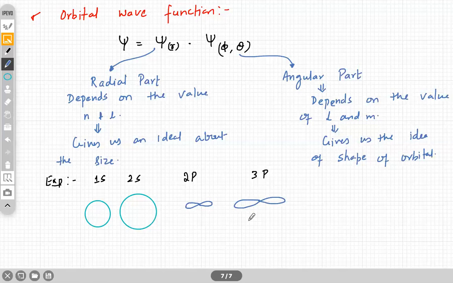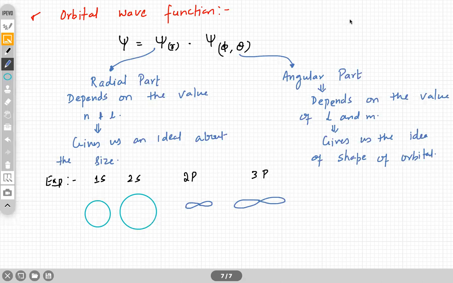That's why the Schrodinger wave equation gives us an idea of the three quantum numbers N, L, and M. Sir, using the radial part, can we compare the size of 1s and 2p? No, 1s is spherical, so we cannot compare. With dumbbell we can compare with dumbbell. Only the same shape we can compare. How do we compare a sphere and a dumbbell? That's not possible, right? We can say 3p has a larger lobe than 2p. Got it? These are the two things we have.